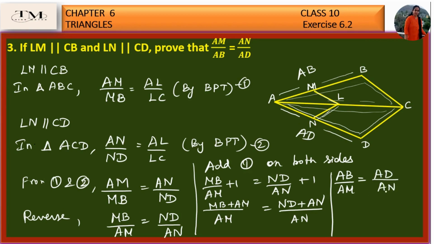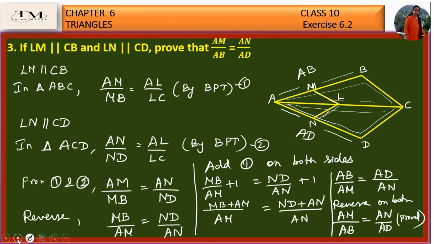So now we have AM and AN as such. But AM and AN are in the numerator, so again you have to reverse. If you reverse on both sides, the value will not change. So if we reverse, we will get AM by AB equal to AN by AD. So we have proved. Okay, understood?